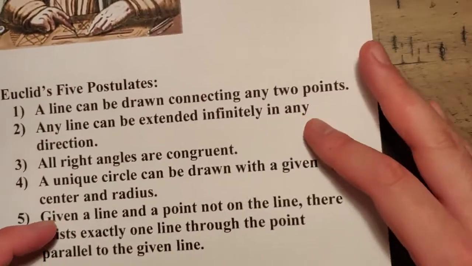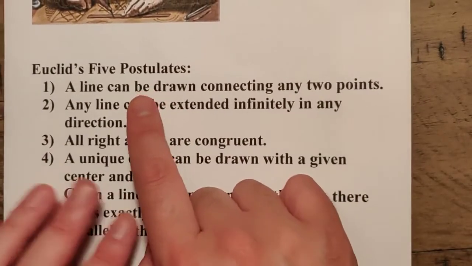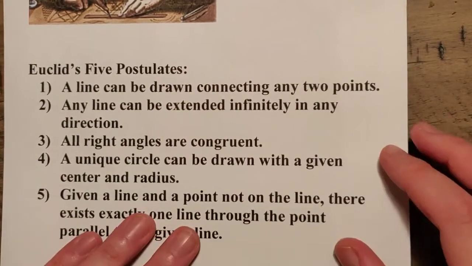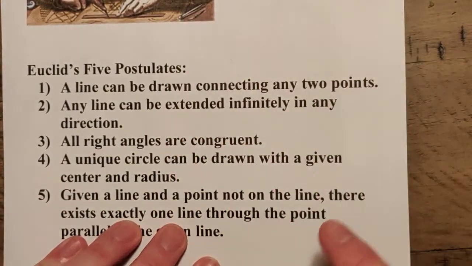So these are Euclid's 5 basic postulates here, and you're going to be seeing this a lot. So the first postulate is that a line can be drawn connecting any 2 points, right? We're going to accept that this is true. It makes sense, right? If you have any 2 points, you can draw a line that goes between them.